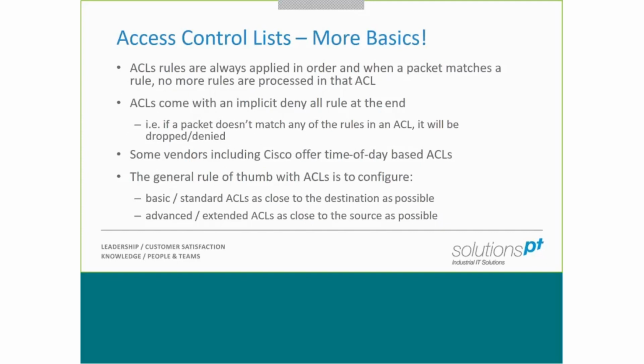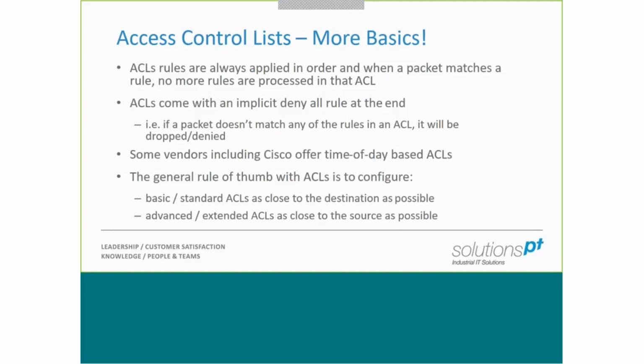So just some more basics, more best practices, I suppose, for ACLs. The ACL works on the concept that you'll have a bunch of rules configured in there, and when a packet comes in, that ACL is processed in order. So the packet comes in, we inspect it, we look at the first rule of the ACL, we see if it's a match or not. If it's not, we go to the next one, and we keep doing that until we find a match.